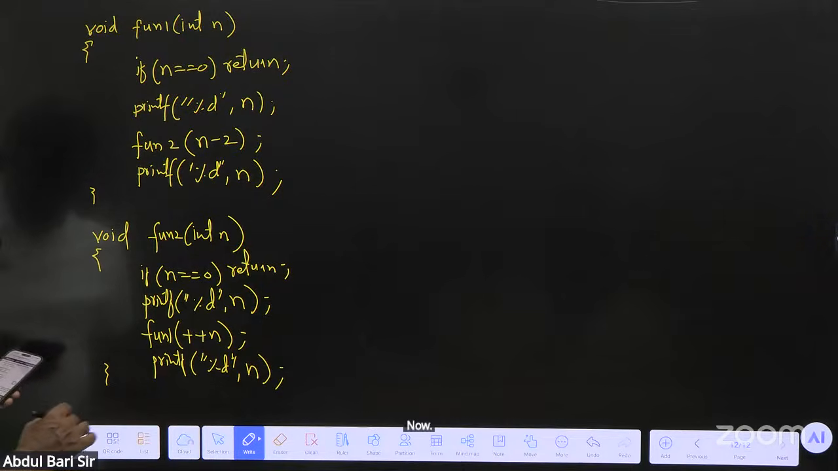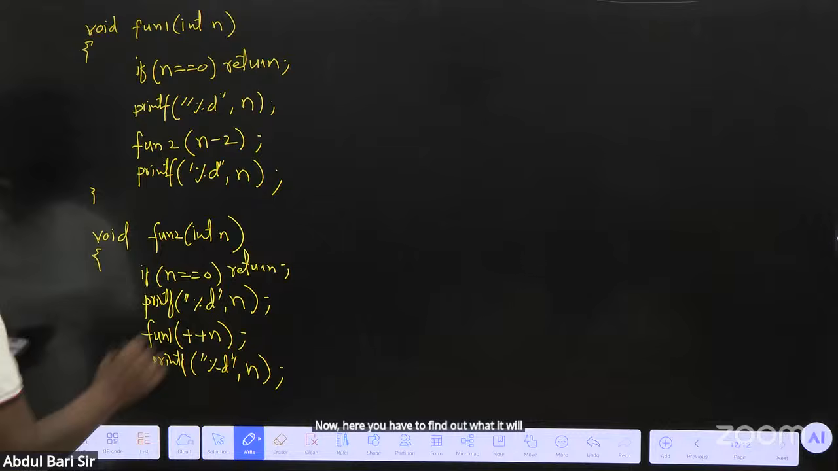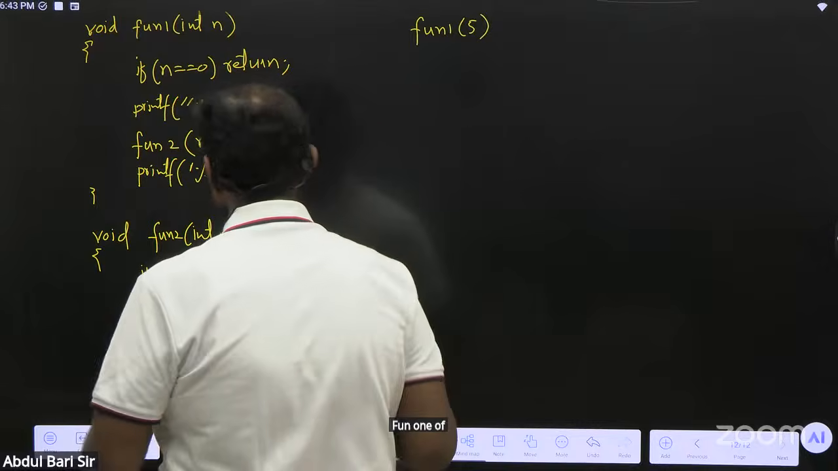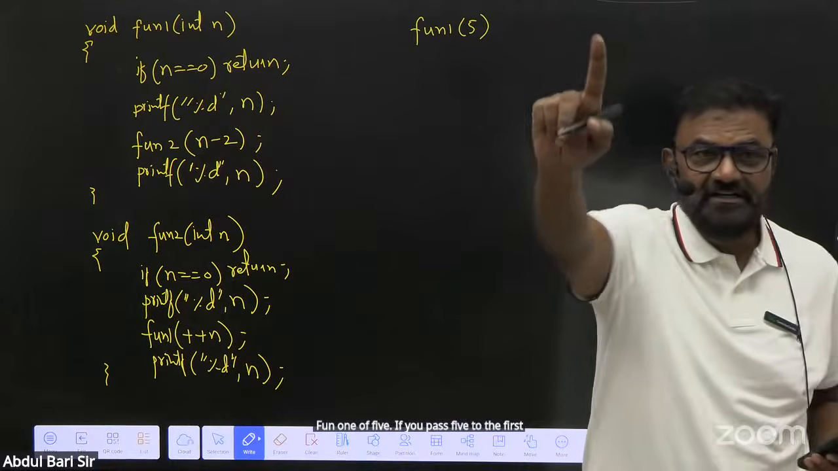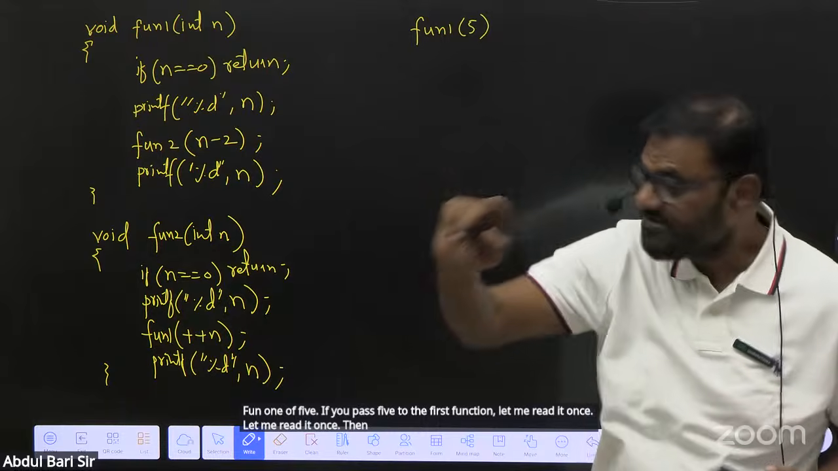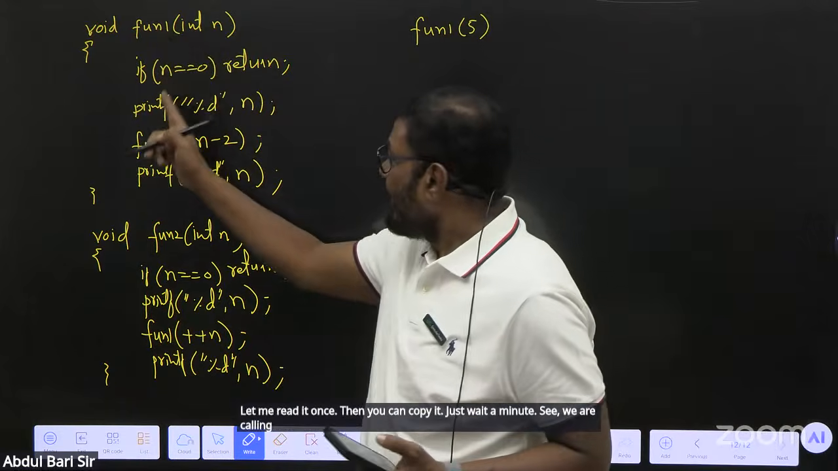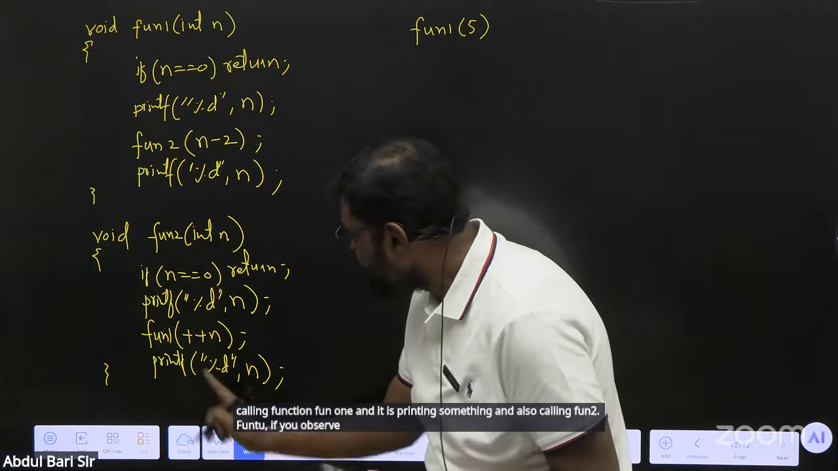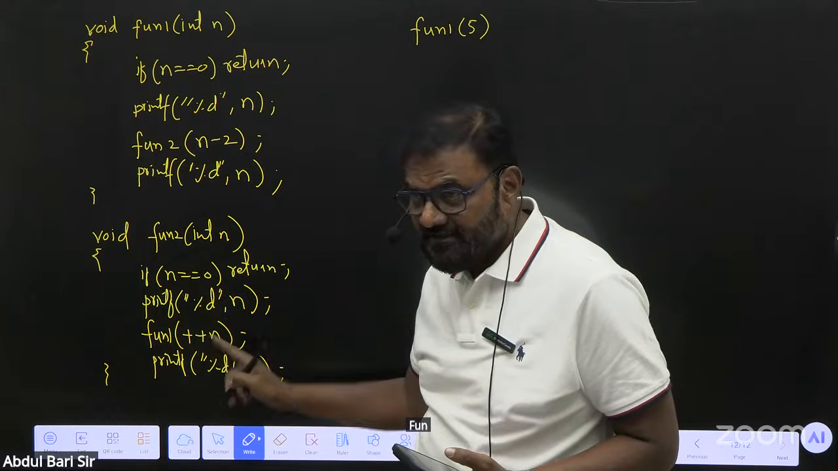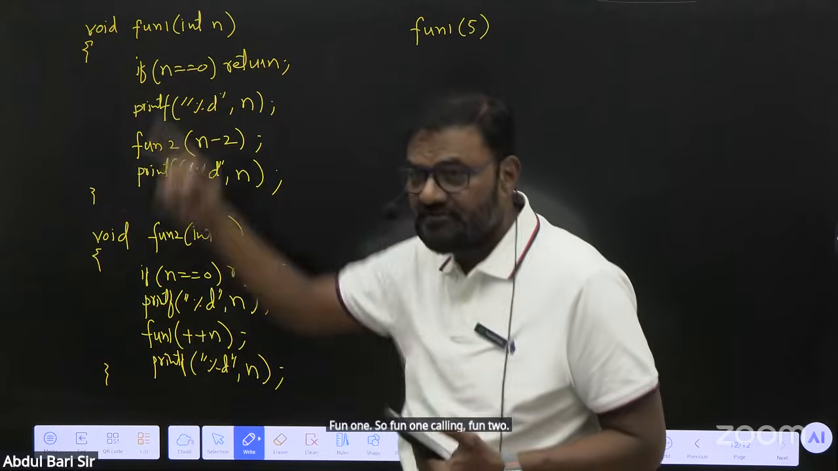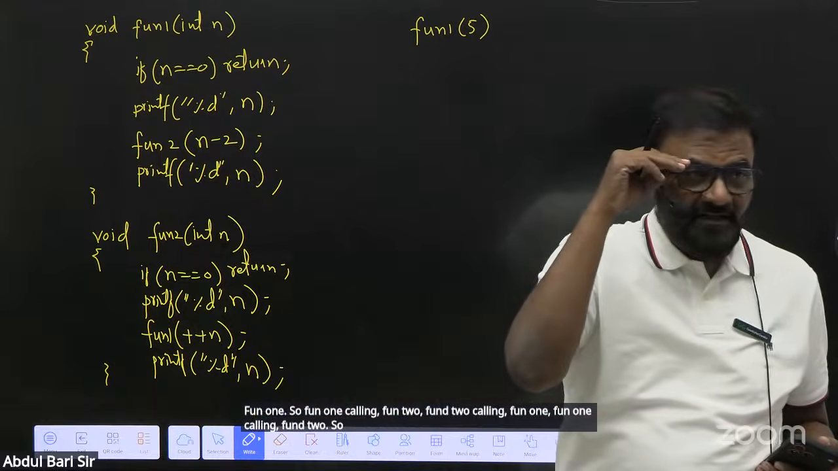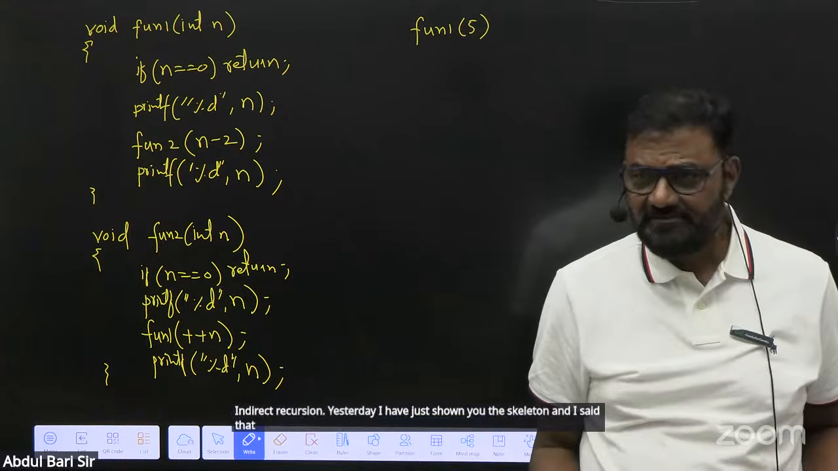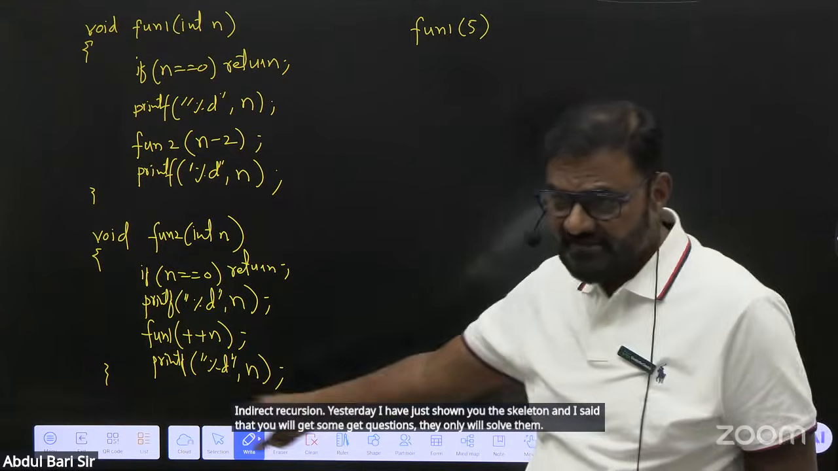Now, here you have to find out what it will print if you're calling fun1 of 5. If you pass 5 to the first function. Let me read it once. Then you can copy it. Just wait a minute. We are calling function fun1, and it is printing something and also calling fun2. Fun2, if you observe, is printing and also calling fun1. So fun1 calling fun2, fun2 calling fun1. So this is what? Indirect recursion. Yesterday, I just showed you the skeleton, and I said that you will get some GATE questions. Then only we will solve them. So this is an example GATE question.